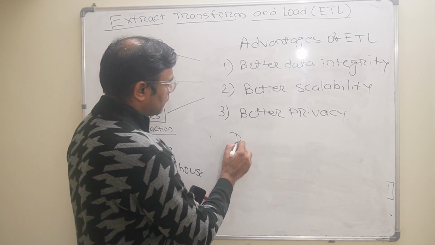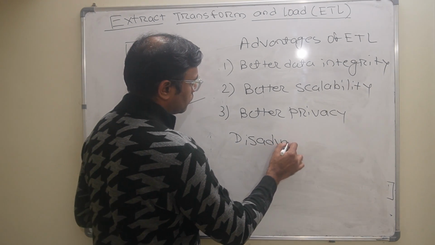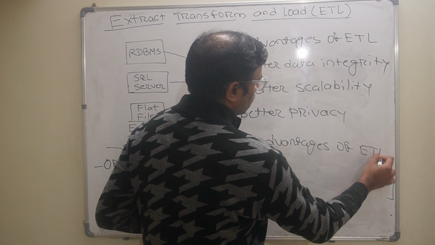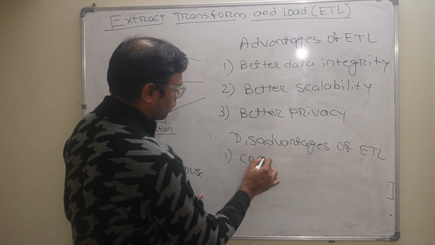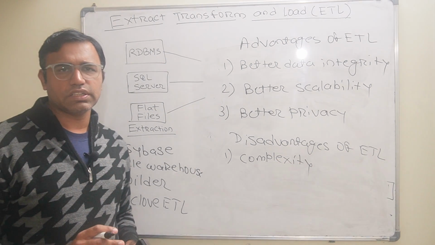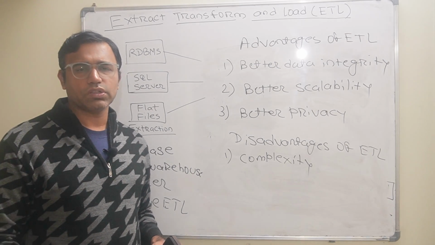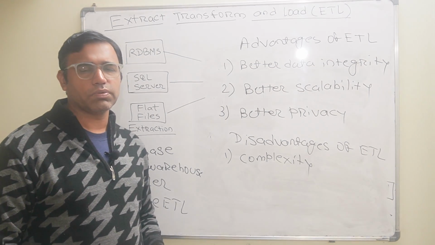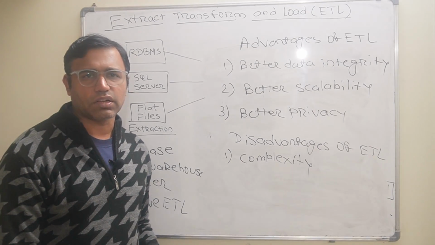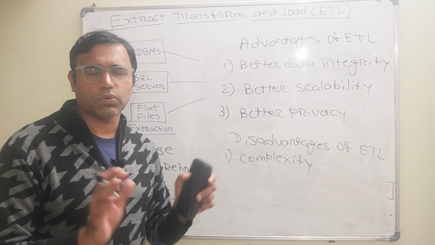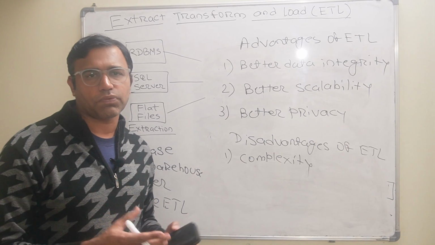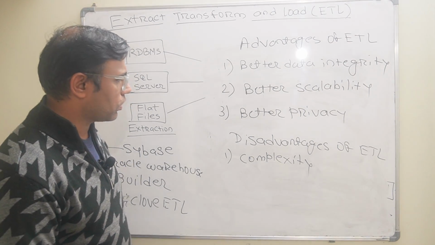Now let us discuss the disadvantages of ETL. The first one is complexity. Gathering data from various sources is very easy, but converting them into one unique format is very difficult. So there will be complexity. Conversion of one format to another, and conversion of all the different formats into one unique format, may incur a lot of complexity. So that is one of the disadvantages.